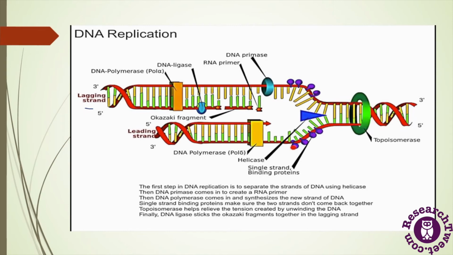But in the case of the lagging strand, the replication is discontinuous because it can only be performed in the same 5' to 3' direction, but the replication fork moves in the opposite direction. So in the lagging strand, the replication is discontinuous and small fragments are formed, which are known as Okazaki fragments. These Okazaki fragments are joined with the help of the enzyme called DNA ligase. DNA ligase joins the Okazaki fragments with each other and also fills the gaps between these template strands.